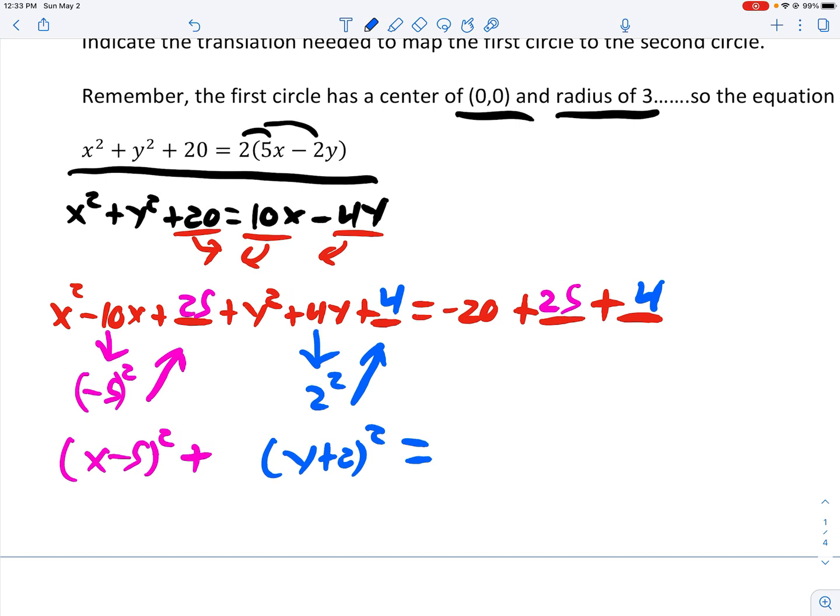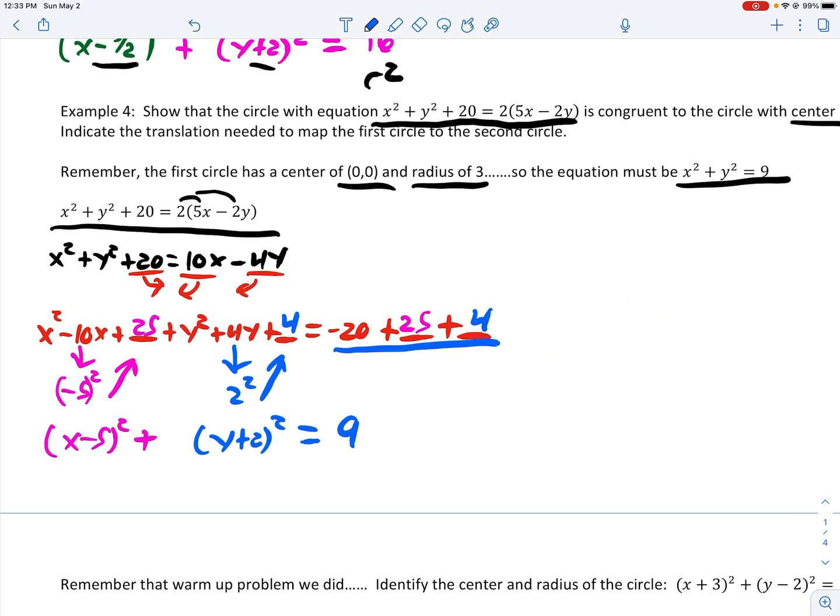And then on the right, we're going to add these 3 numbers together. So negative 20 plus 25 plus 4. So 5 plus 4 is 9. So the center would be positive 5, negative 2. And the radius would be the square root of 9, which is 3.